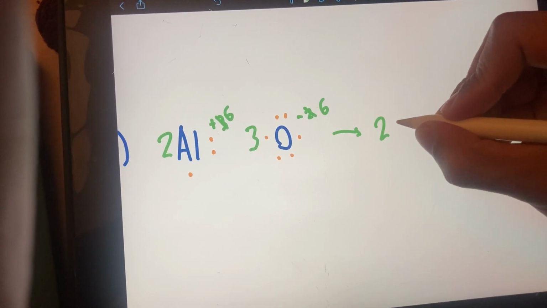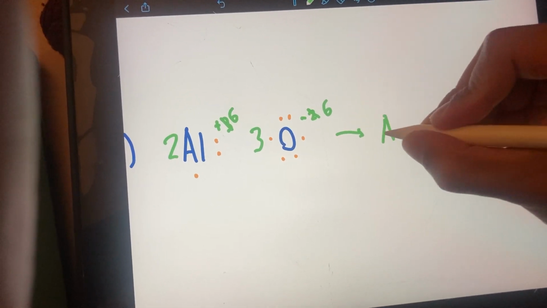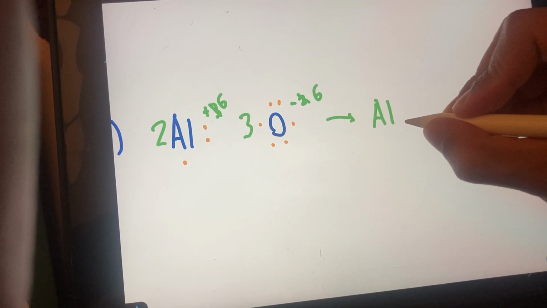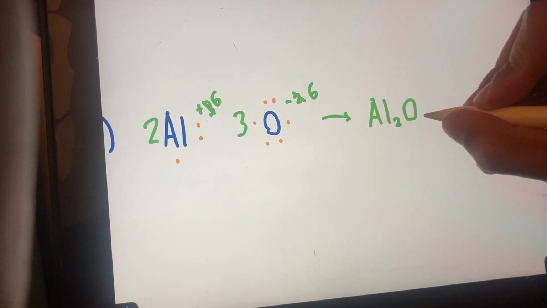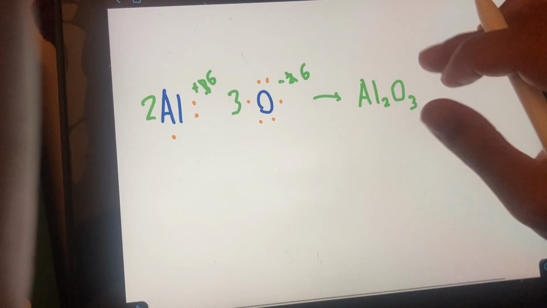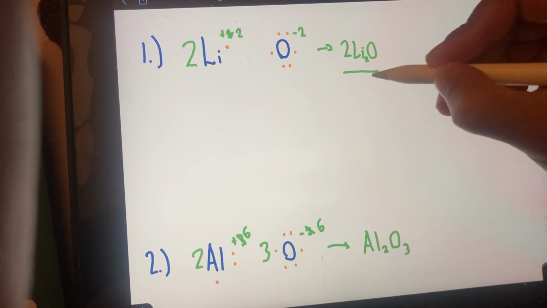And this is going to be really important when you want to consider how many of one atom you need to have a perfect ionic compound. So here we go.